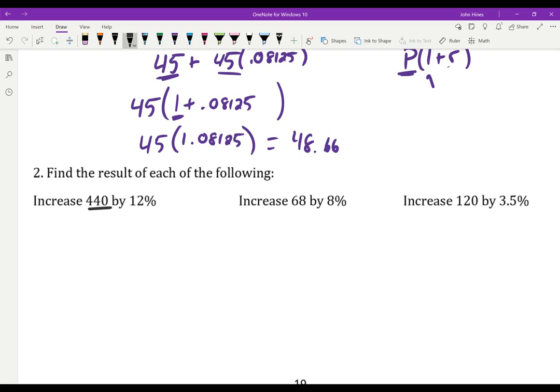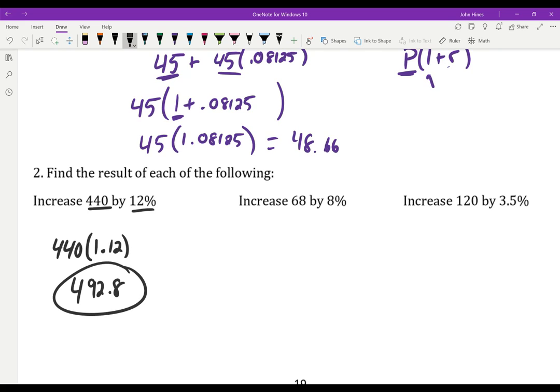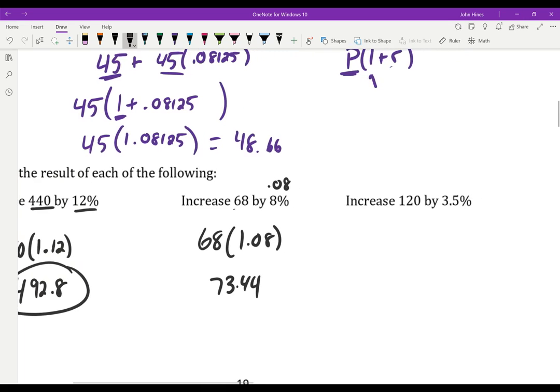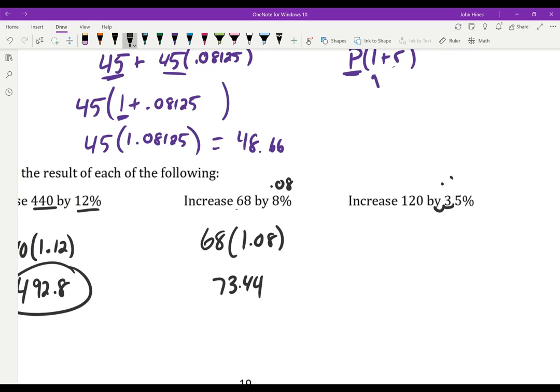Let's increase 440 by 12%. So 440, I want to increase it. So 1.12. I'm going to turn it into a decimal and stick a 1 in front of it. 440 times 1.12 gives me 492.8. Increase 68 by 8%. Well, 8% is 0.08. So 1.08 because I want to increase it. So I'm going to do 1 plus the decimal. It's 73.44. And then I need to turn that into a decimal, so 0.035. So 120 times 1.035.